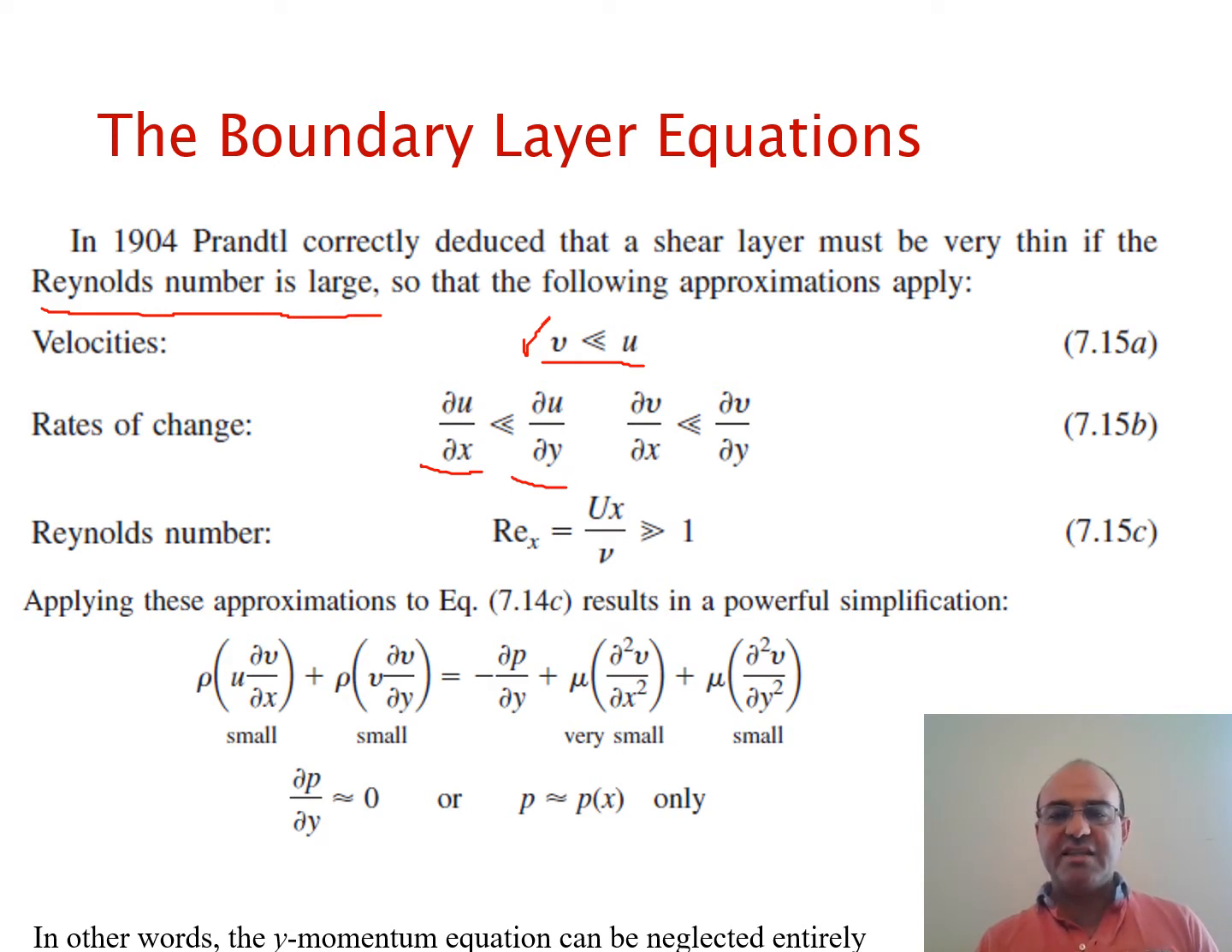The reason is that the characteristic length assigned to x would be L, and the characteristic length assigned to y, which is the thickness of the boundary layer, is much smaller than L. This is also equivalent to saying that, based on the assumption of having a thin boundary layer, it can be proved that the Reynolds number is much larger than 1.